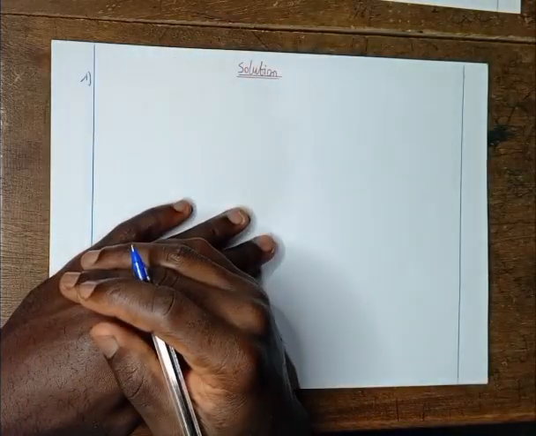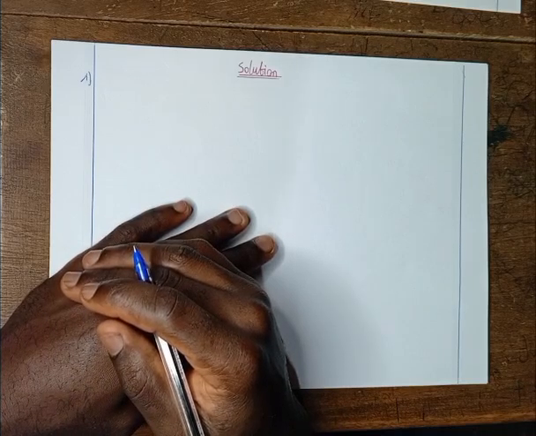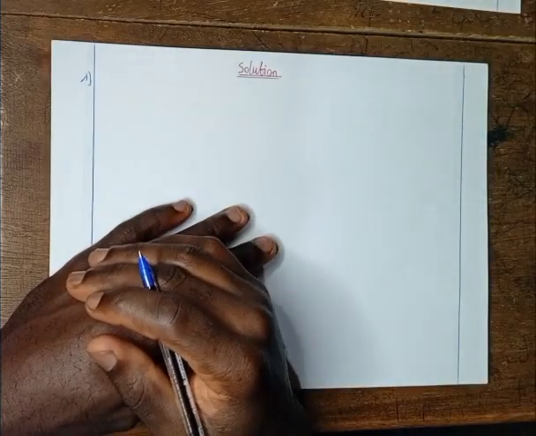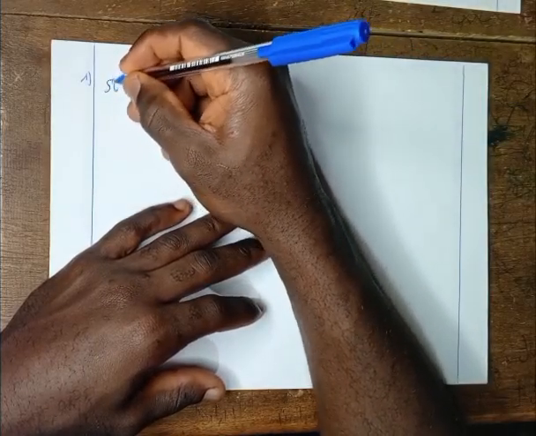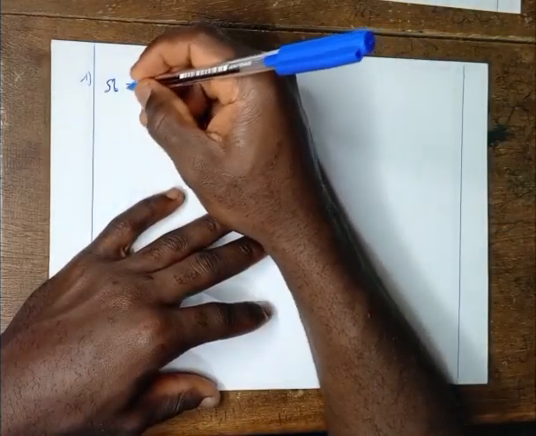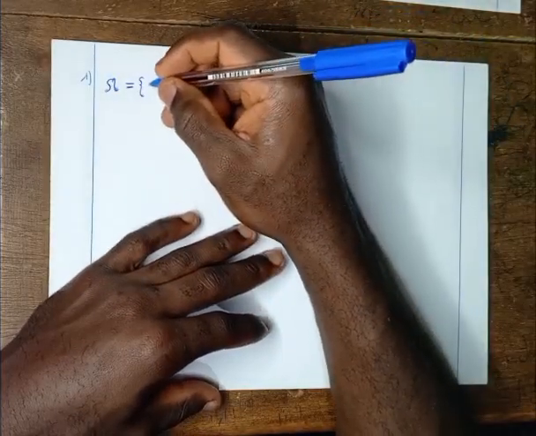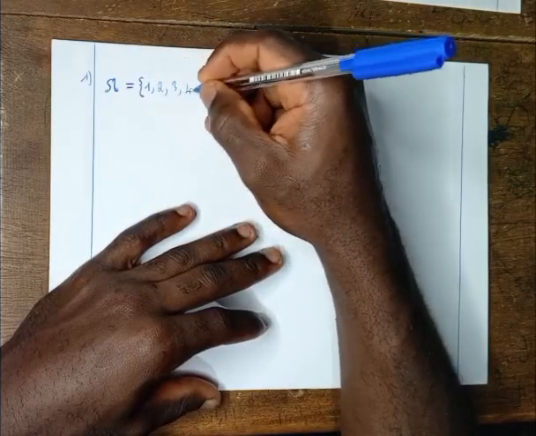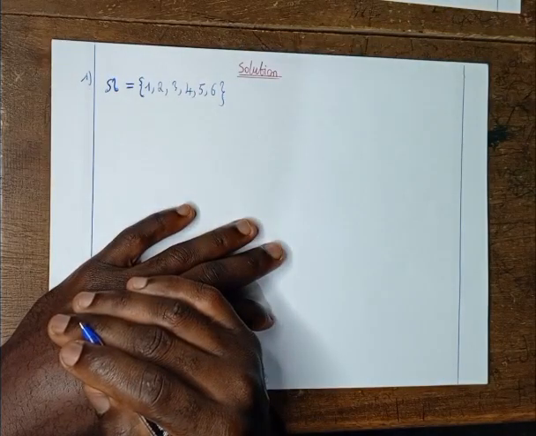First thing we need to start by doing is we need to write out the sample space. That is, the set of all possible outcomes when this die is thrown. It is denoted by using this Greek letter. Our sample space, this set, is simply: it has elements 1, 2, 3, 4, 5, and lastly 6. This is our sample space.